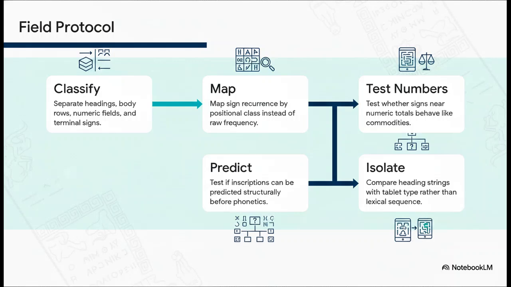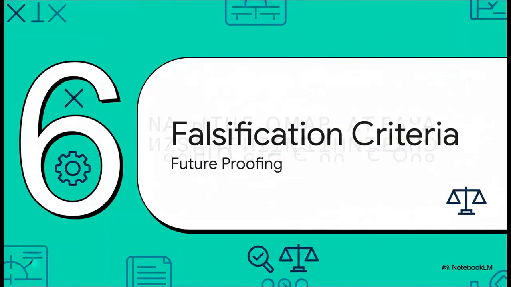Step 3, test the signs sitting near totals to see if they act like commodities. Step 4, isolate those headings to see if they correlate with the tablet type. And step 5, predict the structure before you ever even try to assign a sound to a symbol. Basically, let the math and the layout lead the way. Which brings us to our final section, Section 6, Falsification and Future Proof.